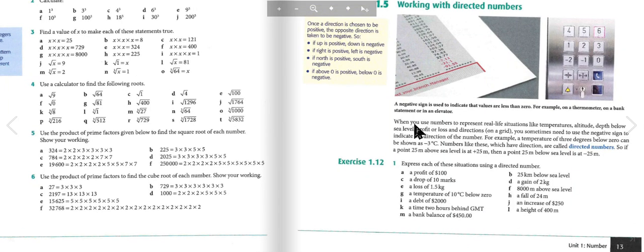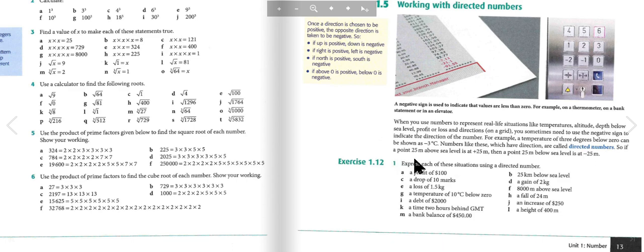When you use numbers to represent real-life situations like temperatures, altitude, depth below sea level, profit or loss, or directions on a grid, you sometimes need to use a negative sign to indicate the direction of the number. For example, a temperature of 3 degrees below 0 can be shown as -3 degrees Celsius. Numbers like these, which have direction, are called directed numbers.